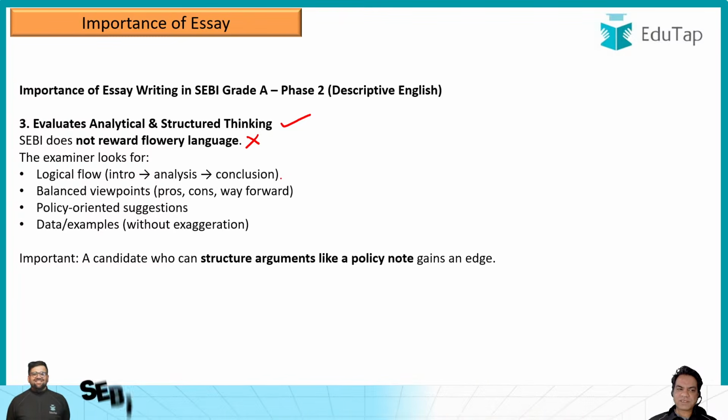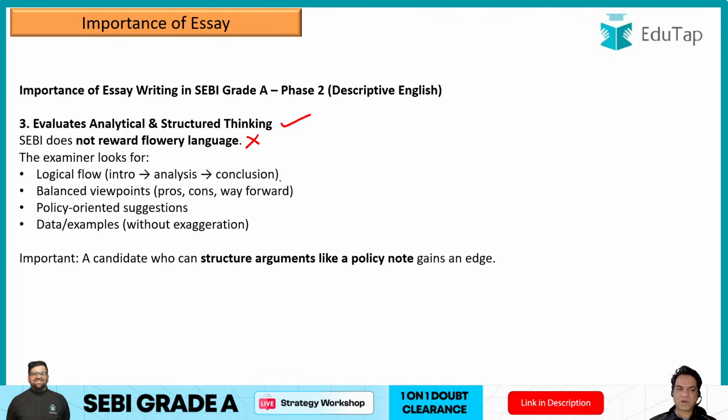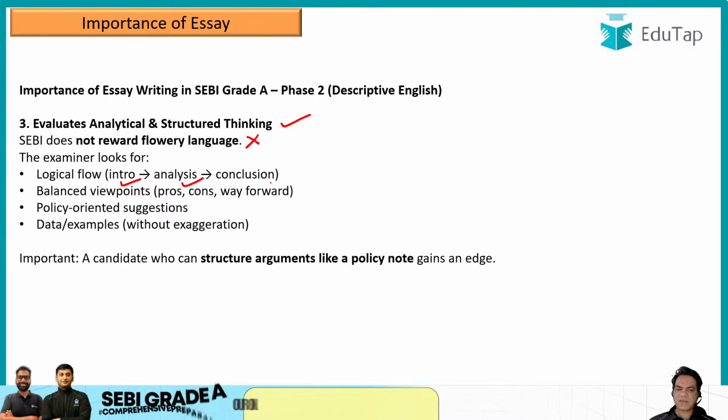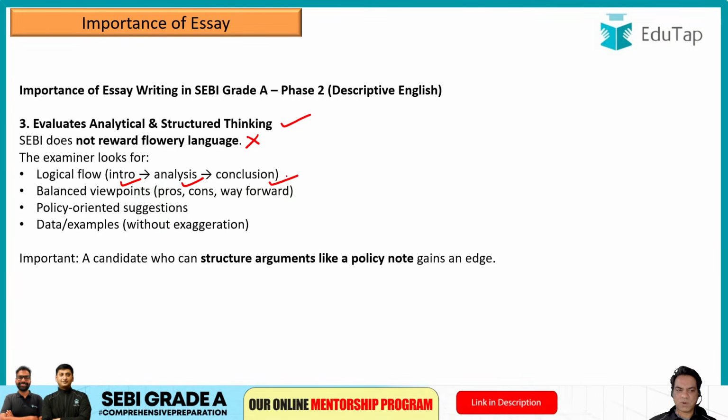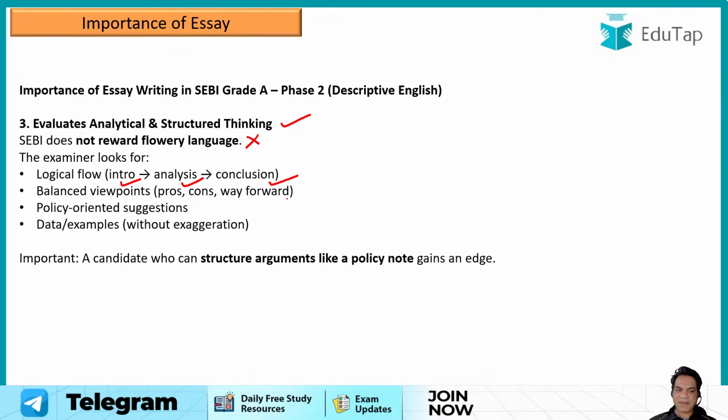So the examiner looks for logical flow, which basically means you start with your background and introduction, then analyze the topic, and then conclude by giving a way forward. Your data points should be valid and balanced. So if you're presenting pros, you should also be able to present the cons of the topic, and then present the solution and the way forward regarding the topic.